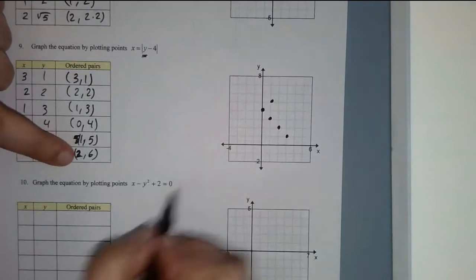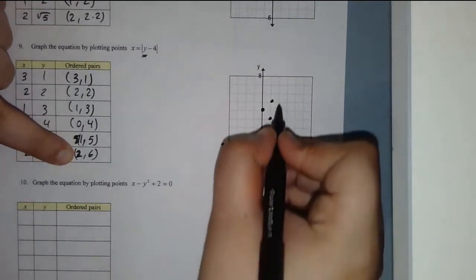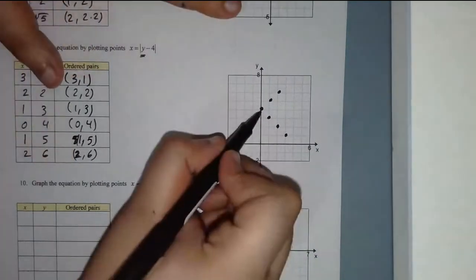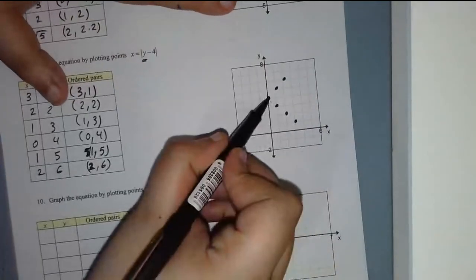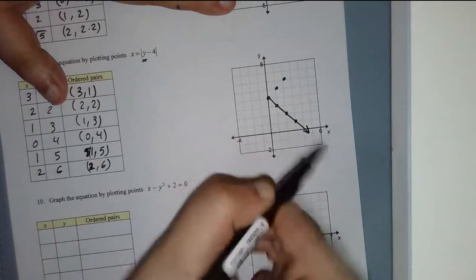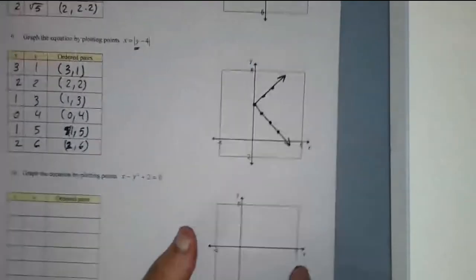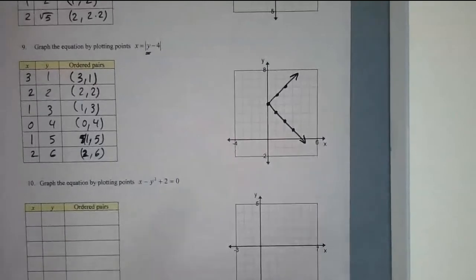Okay. X is 2 again. So 2. But Y is 6. So we go up one more. Y is right there. And the graph of, so let me try and draw a straight line. Looks like this. This is my graph.